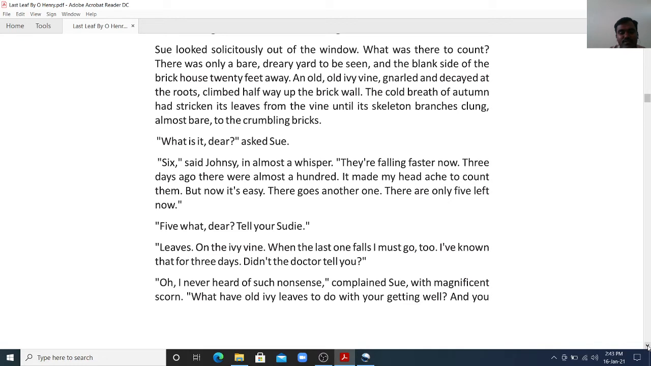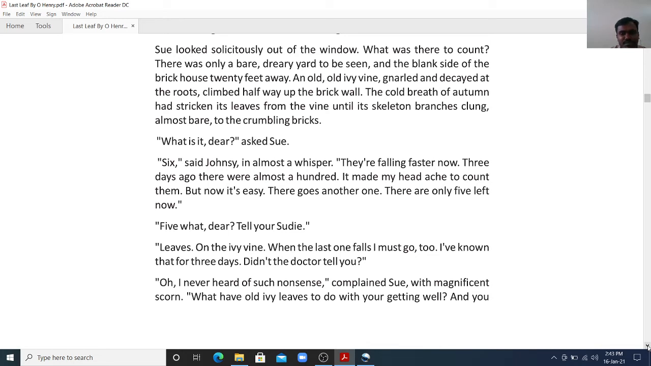It is a kind of a shock to Sue that Jhansi was counting these leaves for the past three days, and she had started from 100. Did the doctor tell you? Oh, I never heard of such nonsense, complained Sue. What nonsense is that? Can somebody count the leaves and then think that if every leaf falls, they'll die? With magnificent scorn, she could not understand how this could happen.